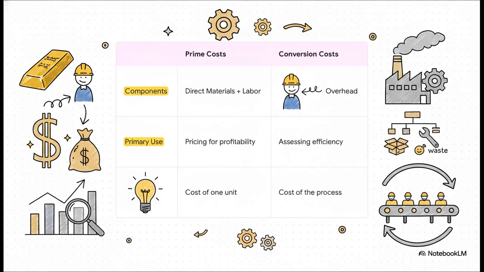Then on the conversion cost side, you have labor plus overhead. Its job is to help you find waste. Its focus is broad, the entire production process. They ask different questions, but together they give you the answers you need to run the business.